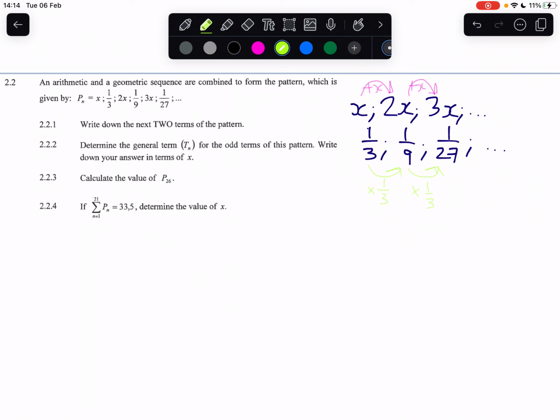Right, so write down the next two terms of the pattern. The next term is part of the arithmetic series, so we're going to add an x. That will be 4x. And then the term after that is part of the geometric series, where we're going to times a 27th by a third. So that is going to be an 81st. Okay, easy enough, right? Easy peasy lemon squeezy.